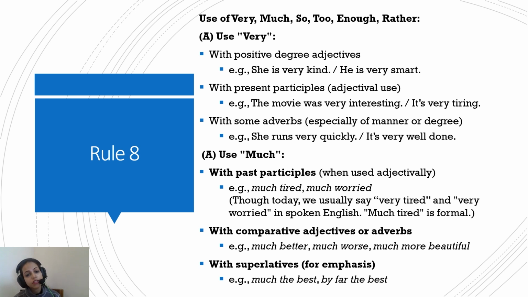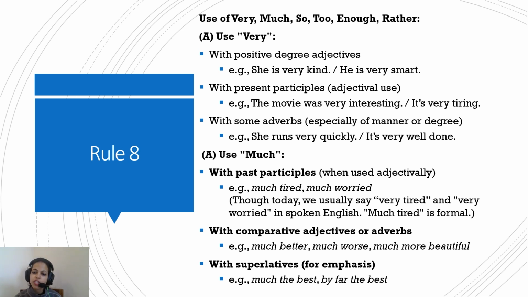We can also use very with the past and present participles. So "the movie was very interesting." Or "it's very tiring." Here the present participle interesting or tiring can be followed by very. Okay. "The movie is very interesting." Sorry, it should be "the movie is very interesting" and not "was very interesting." My bad. With some adverbs, especially of manner or degree, the word very can be used. So "she runs very quickly." Here again, quickly is an adverb, and we can use very before that.